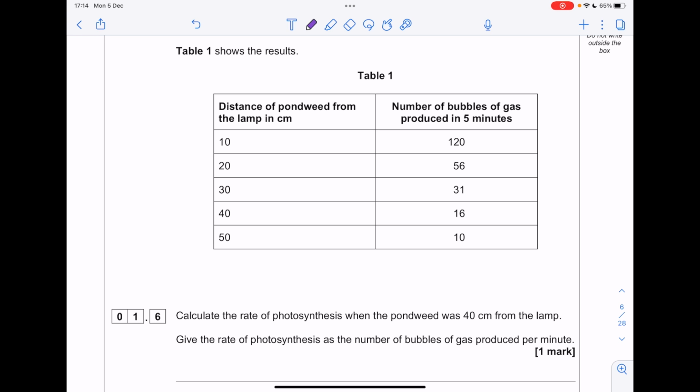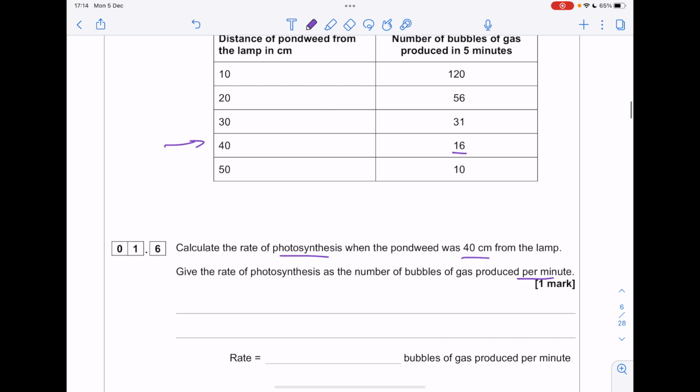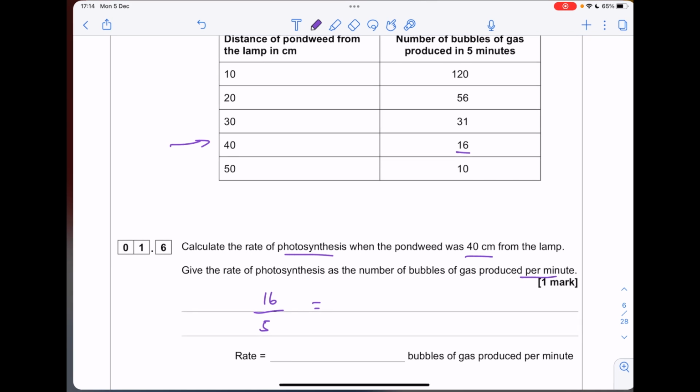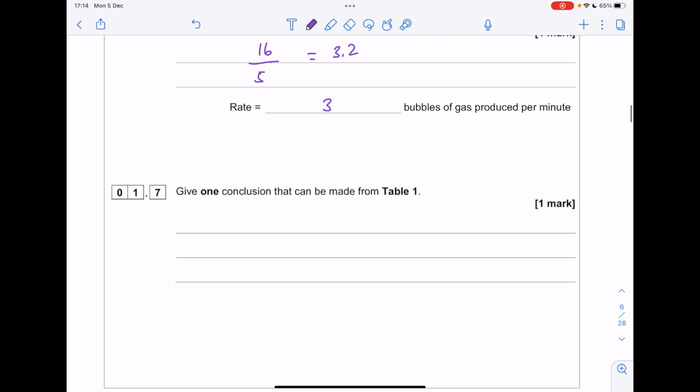Table 1 shows the results. Calculate the rate of photosynthesis when the pondweed was 40 centimetres away from the lamp. Give the rate of photosynthesis as a number of bubbles of gas produced per minute. So we know that we have 16 bubbles produced in 5 minutes. So in order to find how much was produced per minute, we divide that by 5, which is 3.2. So 3 bubbles of gas were produced per minute.